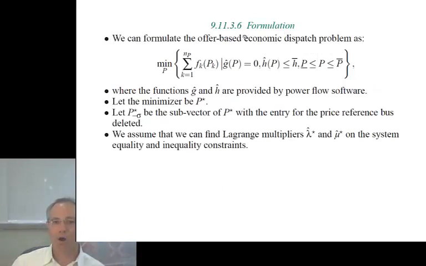So this means we can formulate our offer-based economic dispatch problem in our AC form, where we've got the costs, they depend only on the PKs given our simplifications, and in terms of equality constraints, this in fact is a single equality constraint, and inequality constraints. We can calculate the minimizer, let's call it P star, let P star minus sigma be the subvector corresponding to omitting the price reference bus, and let's assume that we can find Lagrange multipliers lambda hat star on the single equality constraint and mu hat star on the inequality constraints on all the line flow limits.